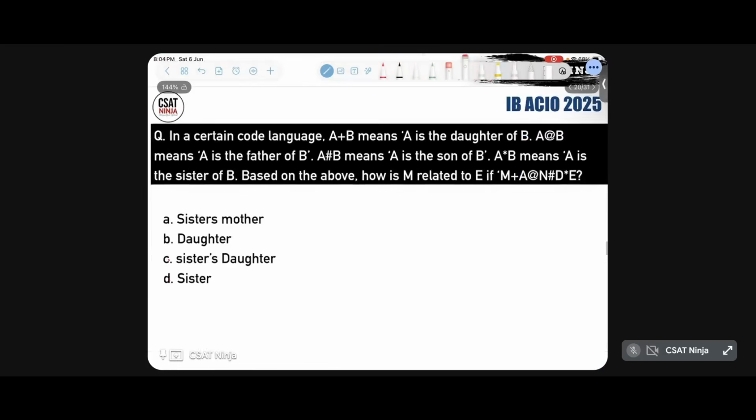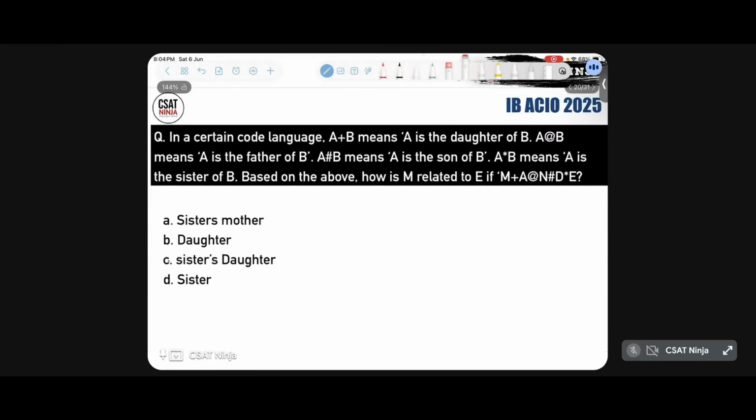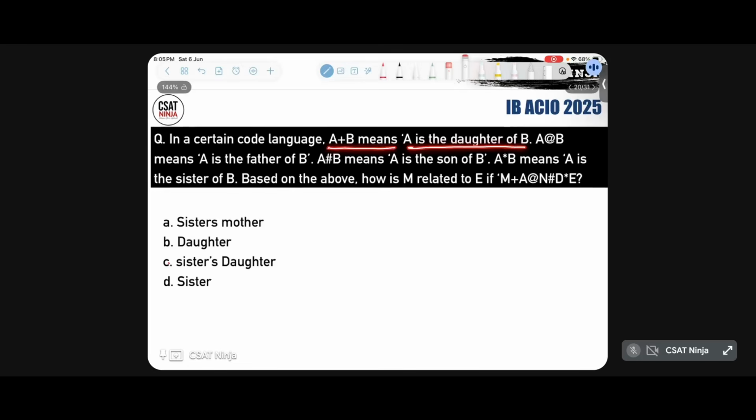Next one. This is an IB ACIO 2025 question. Let's look at the statements, starting with the coding first. A plus B means A is the daughter of B. A at the rate B means A is the father of B. A hash P means A is the son of P. A star B means A is the sister of B. Based on the above, the first letter is first, so I don't have any confusion here. It's clear cut. Let's now follow the question.